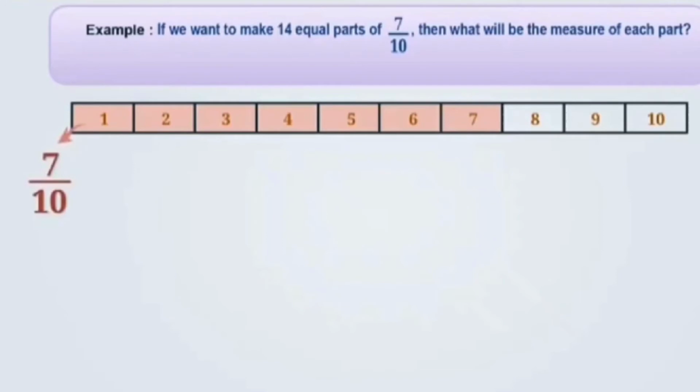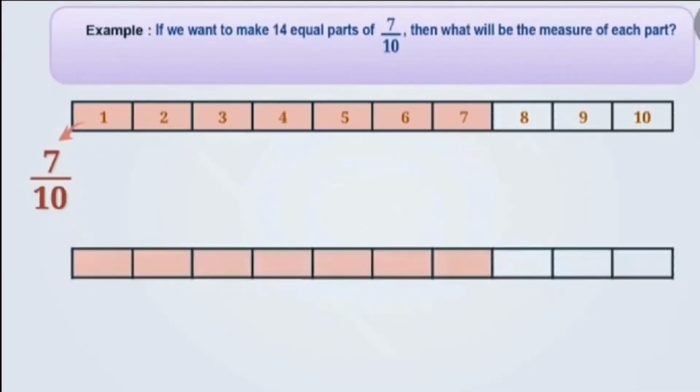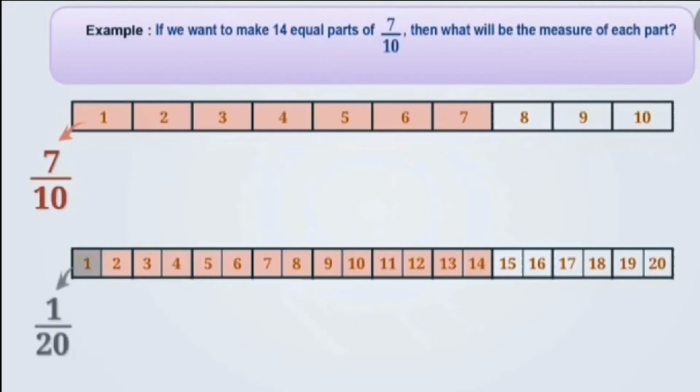Now can you guess how we will make 14 parts of the shaded part? Go on, give it some thought. If we make 2 equal parts of each part, then we will have 14 equal parts of the 7/10 shaded region. As you can see, here one part is one of all 20 parts of the complete strip, which we denote by the fraction 1/20. Therefore, the measurement of each part will be 1/20.